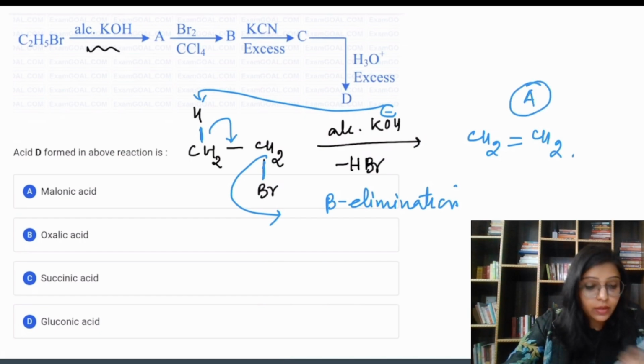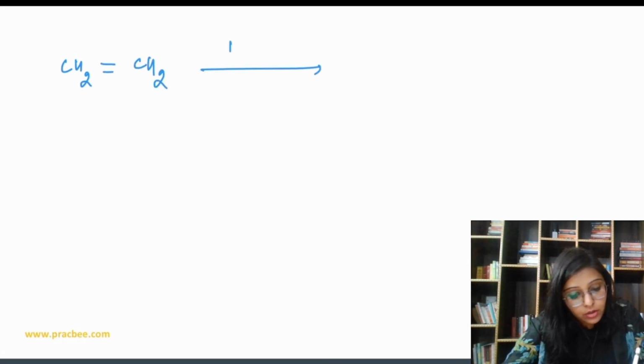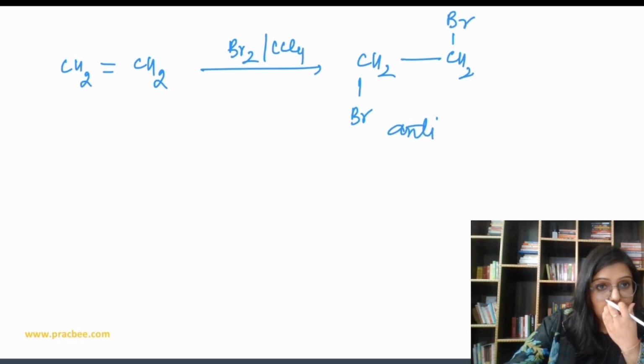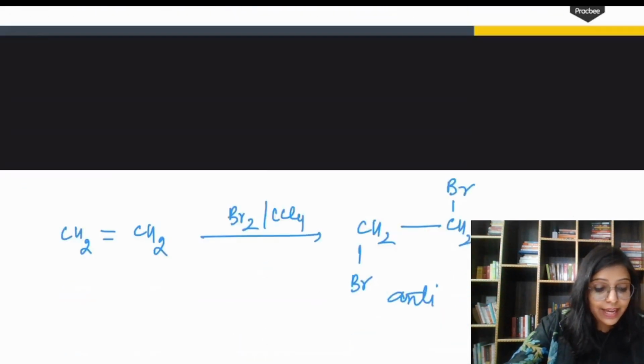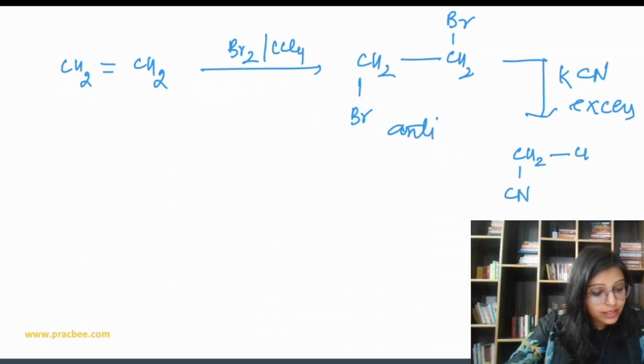Okay, so the next is Br2 in presence of CCl4. So we get the anti-addition product, CH2Br and here CH2Br. We have to add bromine across the double bond. Next, KCN excess. Again, nucleophilic substitution. So now Br is replaced with CN, giving CH2CN.